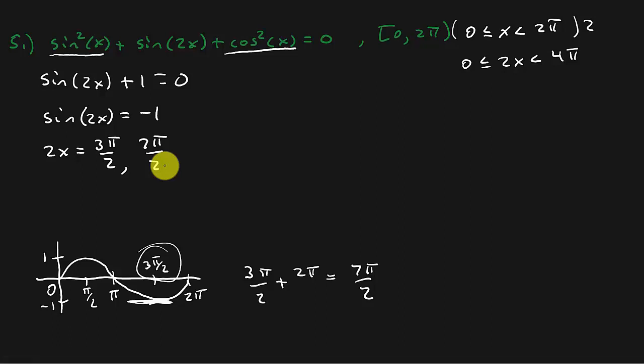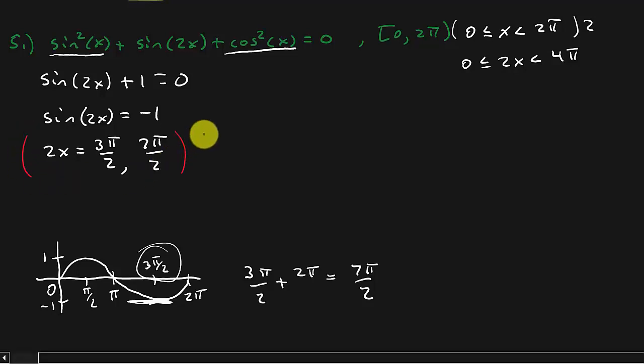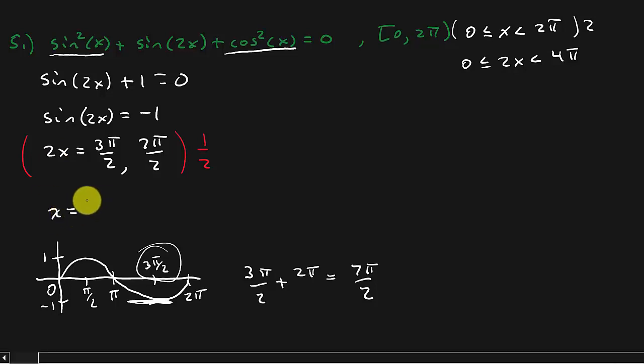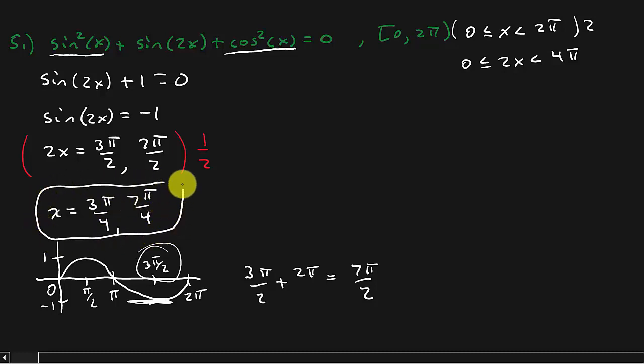And what do I need? I need to know what x is. So I need to come up here and multiply all this by 1/2 to get rid of this 2 right here. So that's going to give me x is what? 3 pi over 4. And this is 7 pi over 4. And there's my answer. All right.